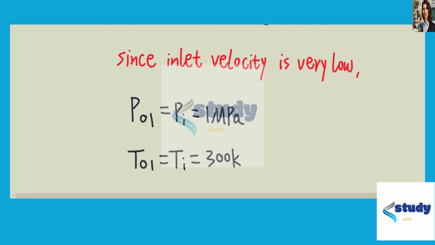Okay, so since the inlet velocity is very low, that means the inlet's stagnation pressure should be equal to the inlet pressure, which is equal to 1 megapascal. And the inlet's stagnation temperature should be equal to the inlet temperature, which is equal to 300 Kelvin.